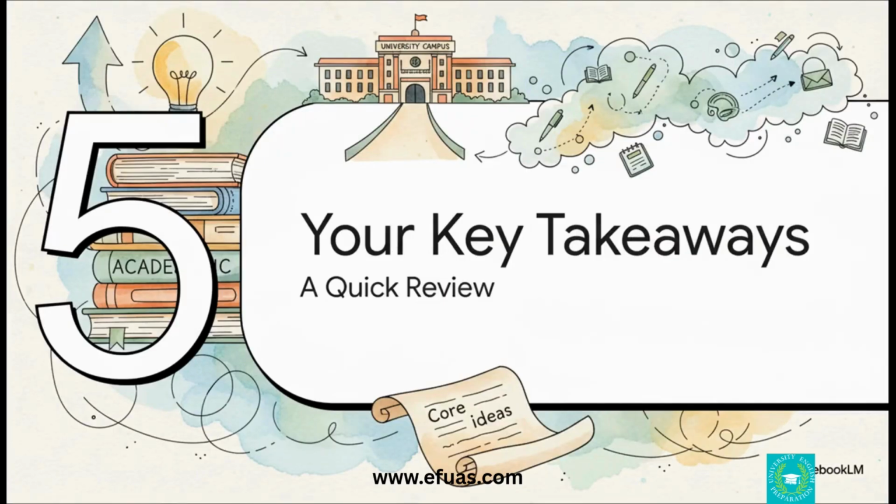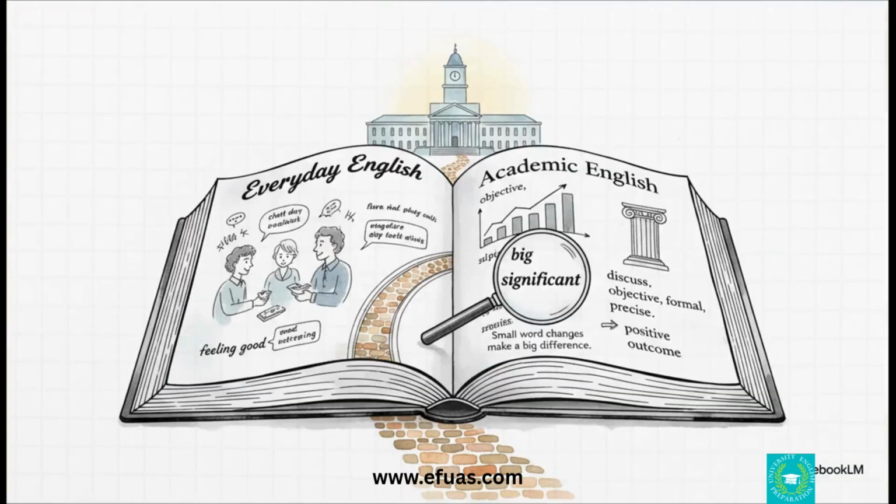We've covered a good bit of ground, so let's do a quick review of the main takeaways. These are the key things I really hope you remember from our chat today. So just remember this. Everyday English is personal and casual. Academic English is objective, formal, and precise.